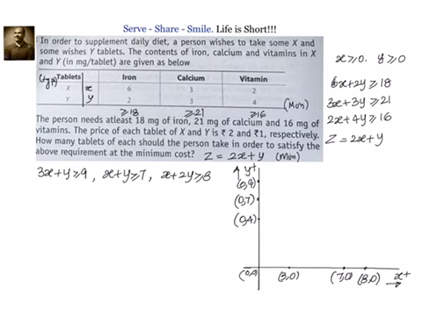Now let's join all the points. First we have to join 3x plus y equal to 9, which is coming from 0 comma 9 to 3 comma 0. Then x plus y equal to 7, 0 comma 7, 7 comma 0. x plus 2y equal to 8, that is 0 comma 4, 8 comma 0. Let me join all of them. So we have joined all the lines. Now let us try to find out the solution.